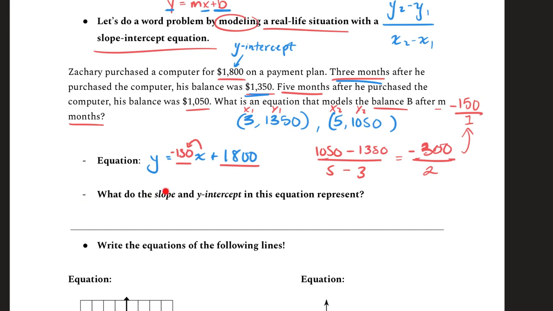What is the slope? So what does the slope represent? Well, the slope represents how much money he pays off. How much money he pays. And then the y-intercept represents his starting balance. It was like the starting point. Let me say starting balance.